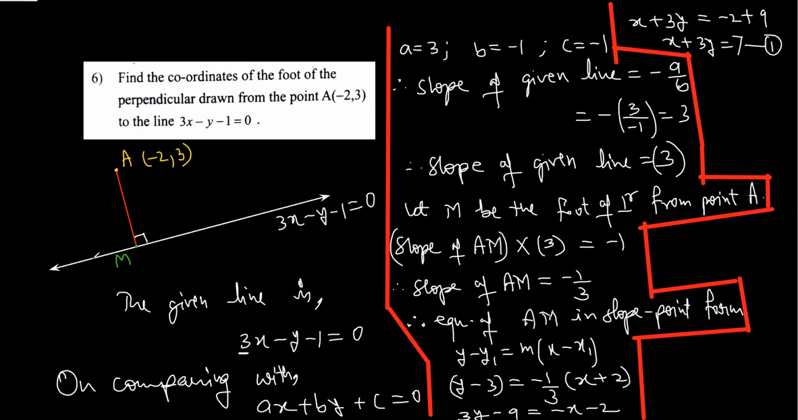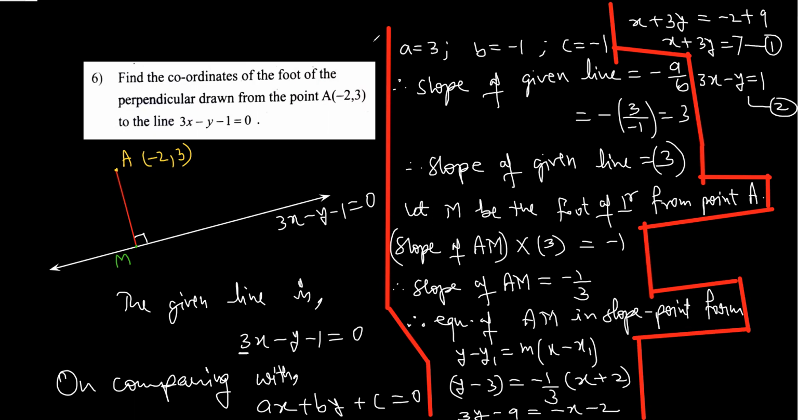Okay. What is the equation of this line? The given line, 3x minus y minus 1 equals 0. Okay. 3x minus y equals 1. See, -1 I take on the right, so it will become +1. And this I write as equation number 2.